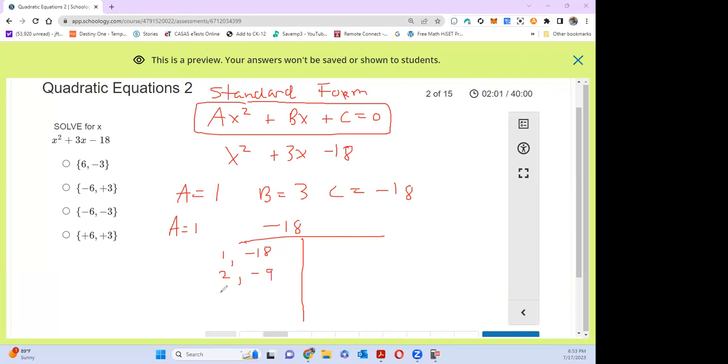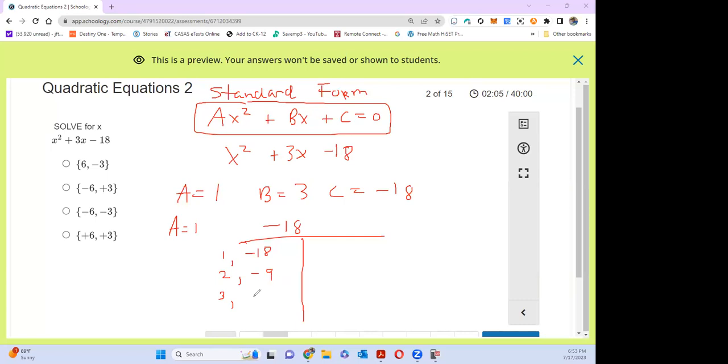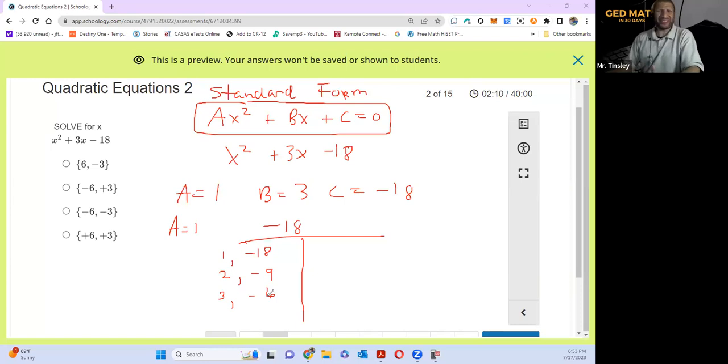3. 3 times what gives you negative 18? Negative 6. 4 does not go into 18. Mr. Tinsley, how are you doing this so fast? Because you should know your multiplication tables up to 12. You should be able to do 100 problems in 5 minutes. If you can't, that's the first place you should start. 4 does not go into 18. 5 does not go into 18. 6 goes into 18, but we already have 6 here.